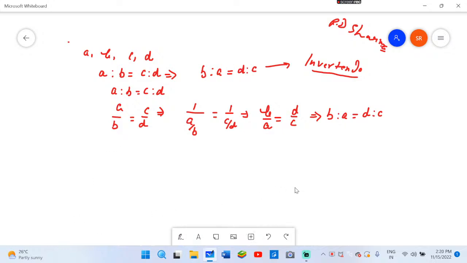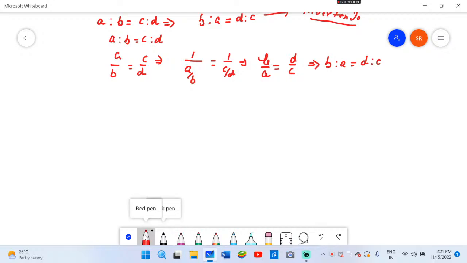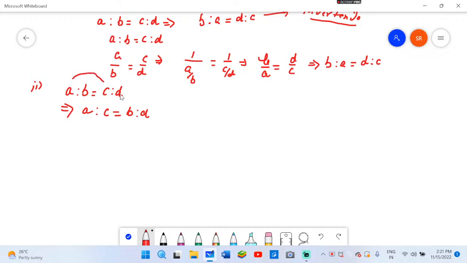Second property is alternando. If A is to B is equal to C is to D, this must give me A is to C is the same as B is to D. This is alternate position, skipping one: alternando.